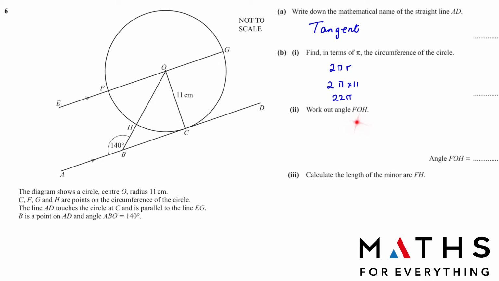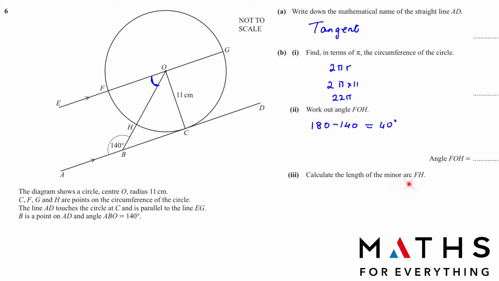Work out the angle FOH. So this is the angle we want to find. We know that these two lines are parallel. If two lines are parallel, the opposite interior angles are equal to 180. So FOH plus ABO should equal to 180. Therefore, 180 minus 140 will give us the angle FOH, 40 degrees.